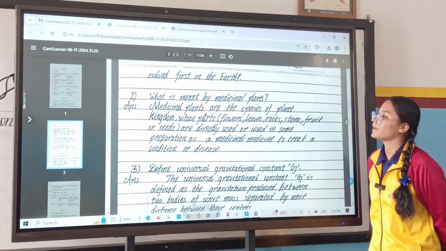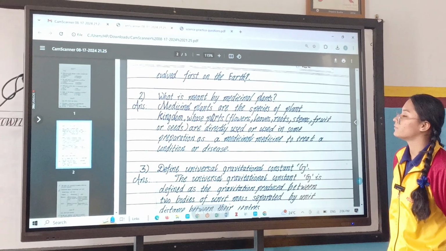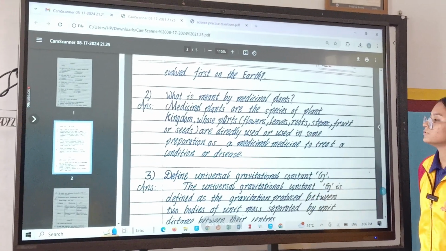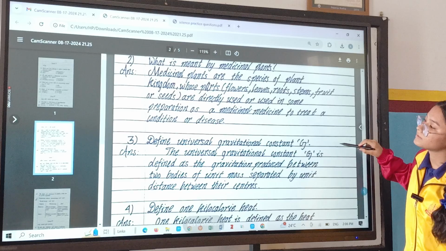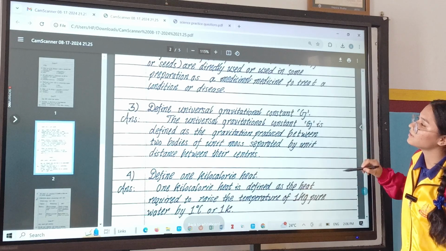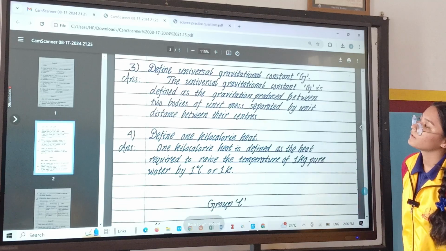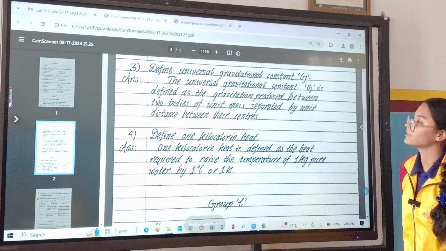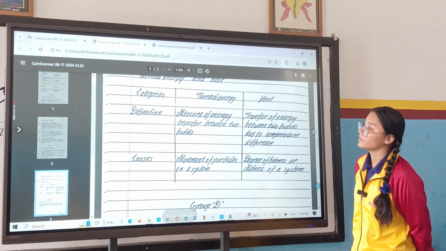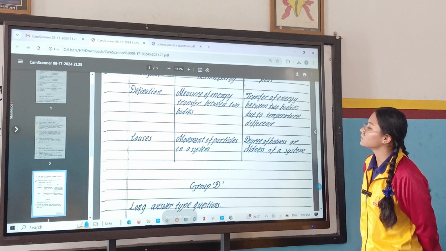What is meant by medicinal plants? Medicinal plants are the species of plant kingdom whose parts, flowers, leaves, roots, stems, fruits, or seeds are directly used or used in some preparation as medicine to treat a condition or disease. Define universal gravitation constant G. The universal gravitational constant G is defined as the gravitation produced between two bodies of unit mass separated by unit distance. Define heat. The transfer of energy between two bodies due to temperature difference is called heat.